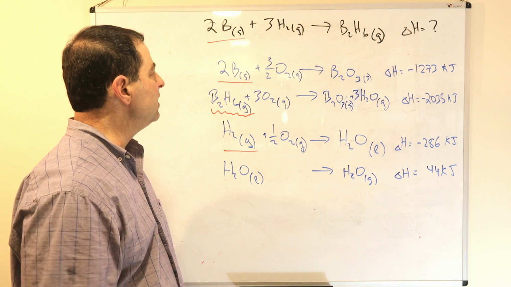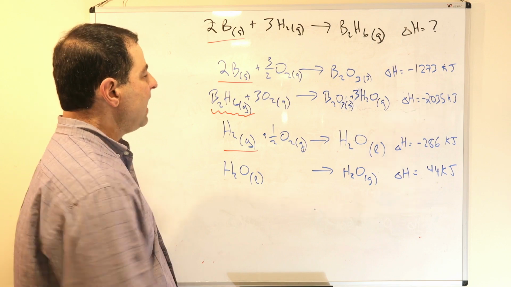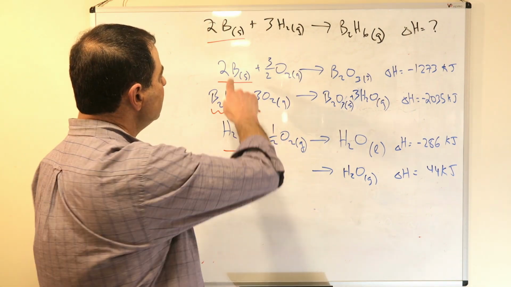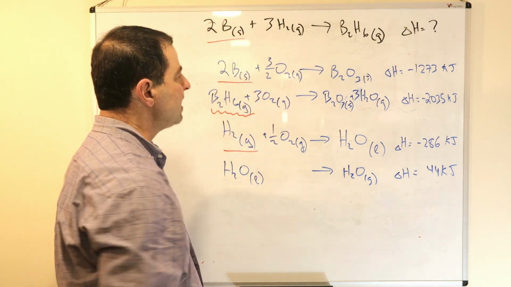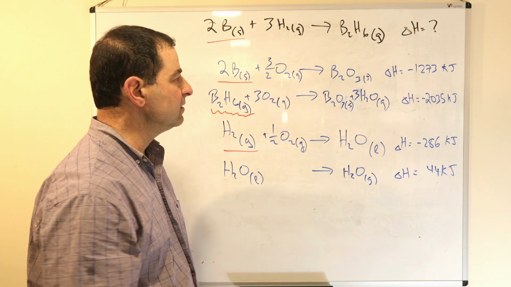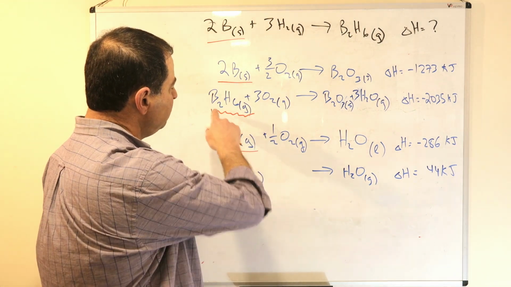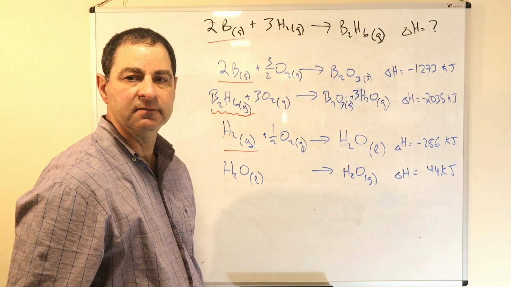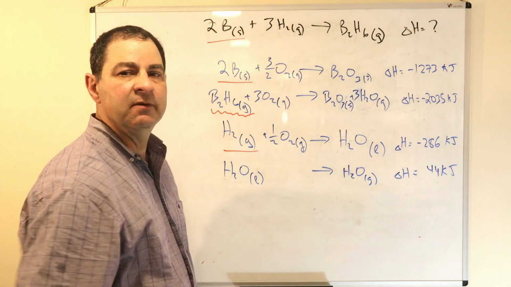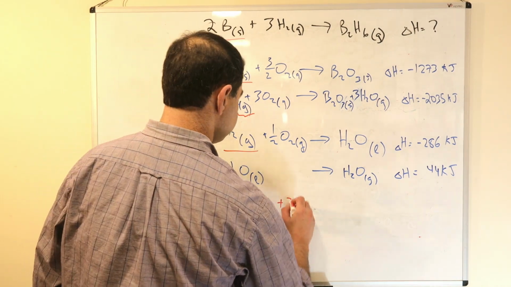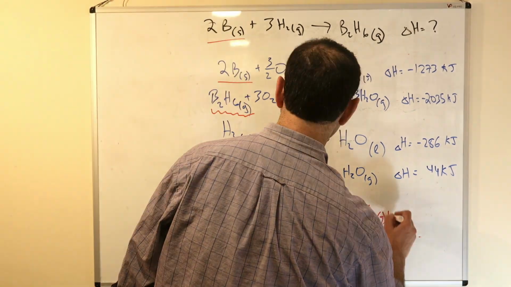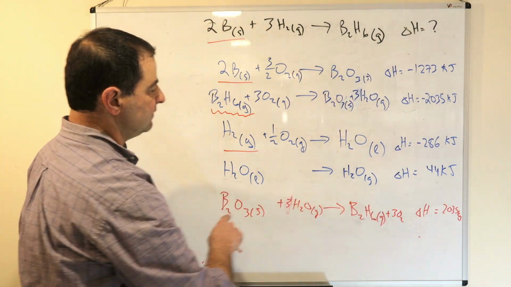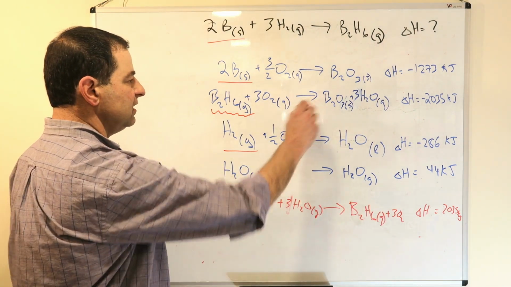So I need to start rearranging these equations. I can see here the first one doesn't need to change at all. I can see here I have 2B solid and I have 2B solid up here. Again, phases are very important. This second one, I have B2H6, it was a product. I need to reverse this reaction. So what I'm going to do is reverse this reaction and change the sign of delta H. So this reaction is no longer here.